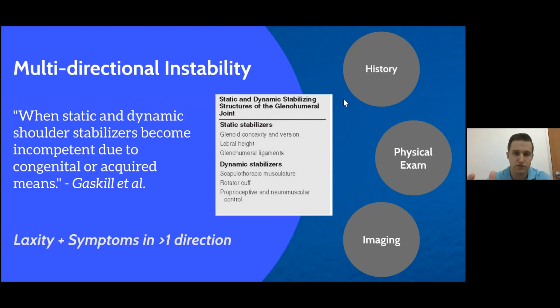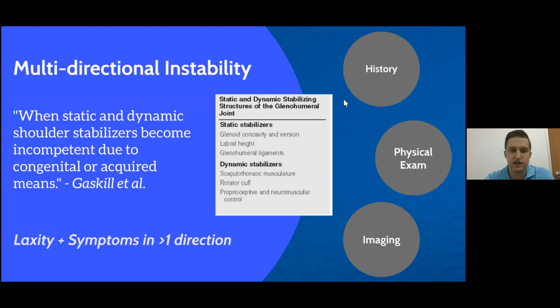Obviously, it's a very over-encompassing term, but we'll get into a little bit more of the nitty-gritty on what some specific presentations would look like. But essentially, the biggest summary is just it needs some kind of laxity in the joint and symptoms that occur in more than one direction.